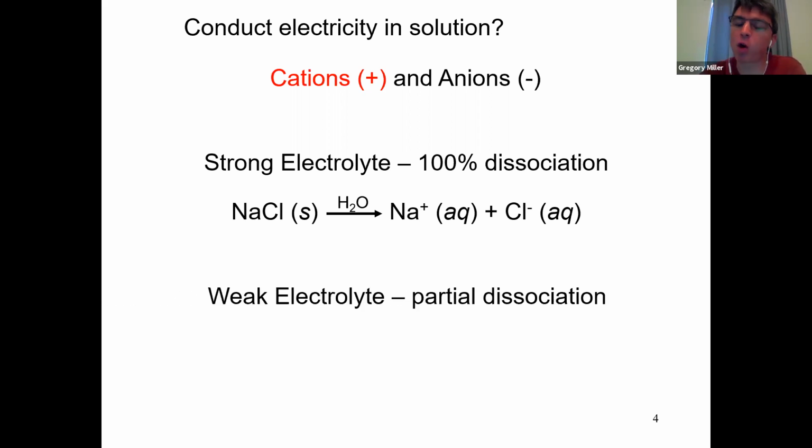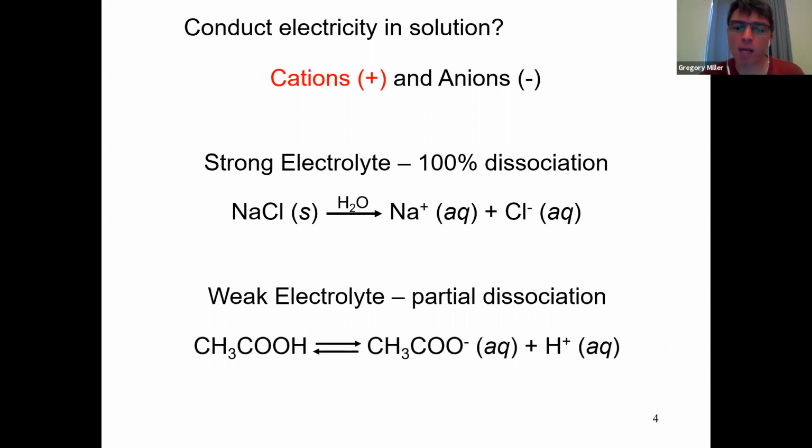As an alternative, there are weak electrolytes that only partially dissociate. Now, most of the time, this partial dissociation is a very low percentage. So we're not talking about the difference between a strong electrolyte and a weak electrolyte being 100% and 90%. It's more along the lines of a strong electrolyte being near 100% and a weak electrolyte being maybe under 20%.